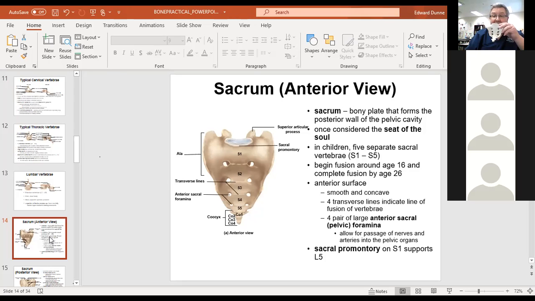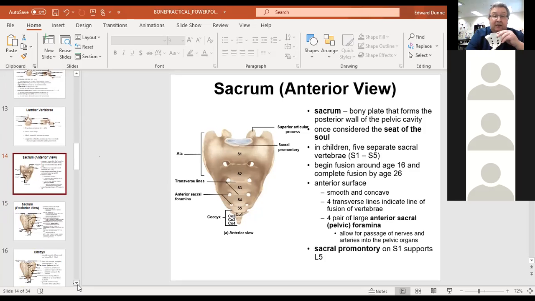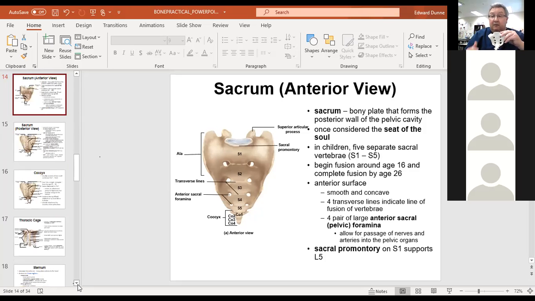So what you're looking at here is the anterior view. It's very smooth. Very smooth on the anterior side. And it has to be. Think about it. A baby is really going to be in this area right here. This area has to be smooth.